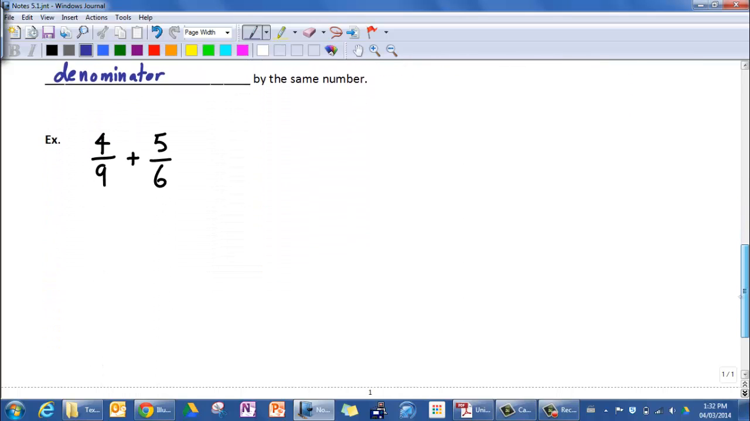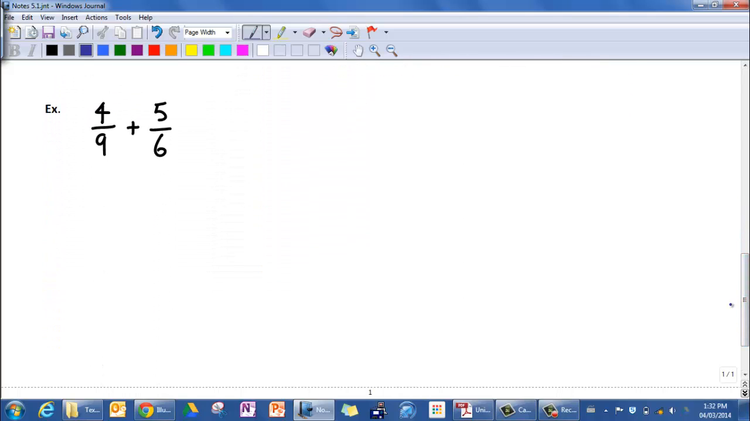Okay, let's take a look at one more example here. So in this example, we're going to add 4/9 and 5/6. And the problem here is that we can see that our two denominators are different. And we need them to be the same if we're going to add them together. The question is, what denominator should we use? What equivalent fraction should we look at?